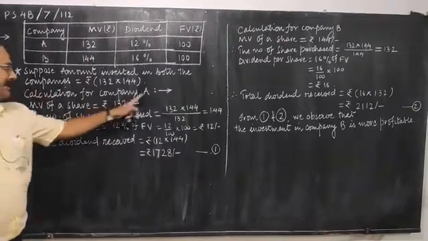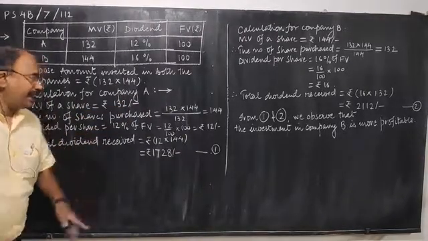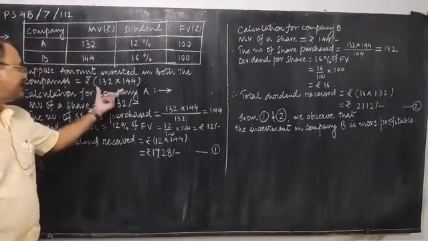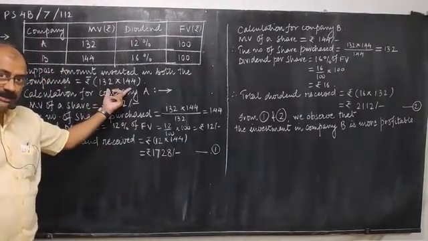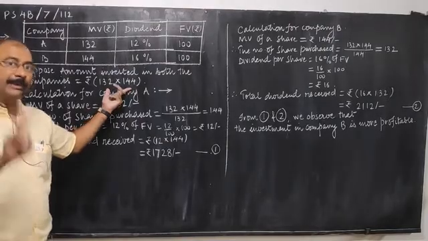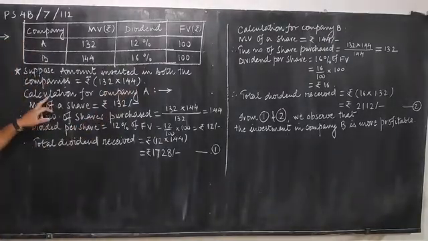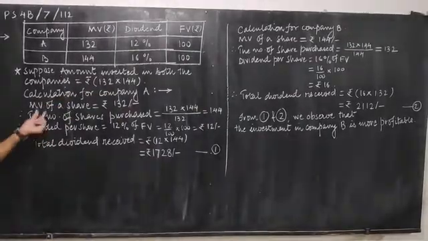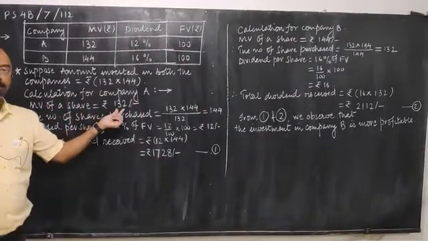Calculation for company A. First of all, what did we say? Suppose the amount invested in both the companies is the same. And how much is that amount? The product of the two market values. Calculation for company A: the amount invested is this much. Market value of a share is 132 rupees.